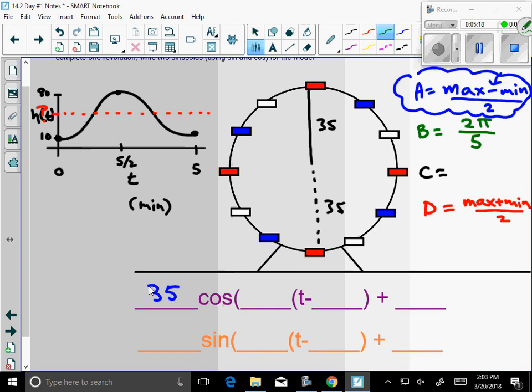Okay, B is determined by taking 2 pi and dividing by whatever the period is. So in this case, B is going to be 2 pi divided by 5. Okay, now let's ask for some other stuff here. Okay, was it Zach you were helping me? C and D, give those to me.